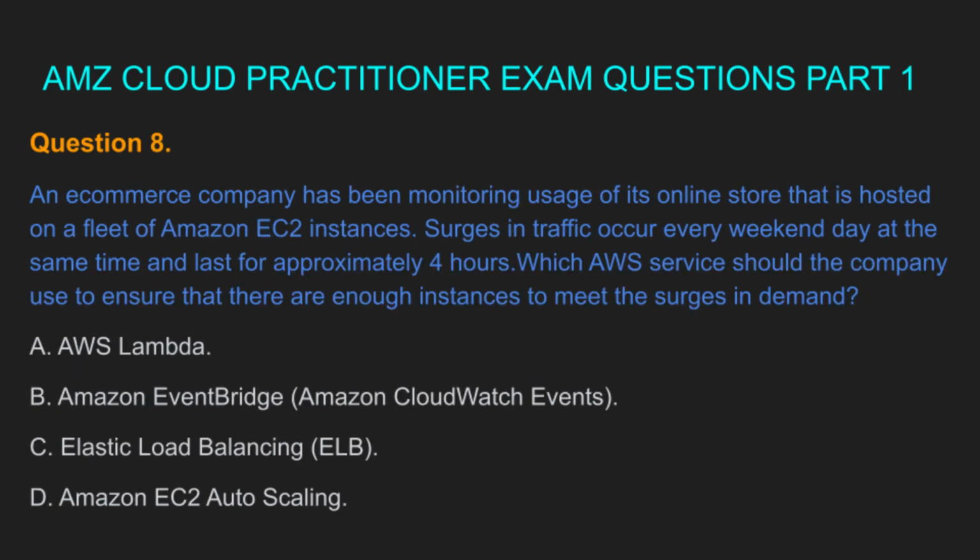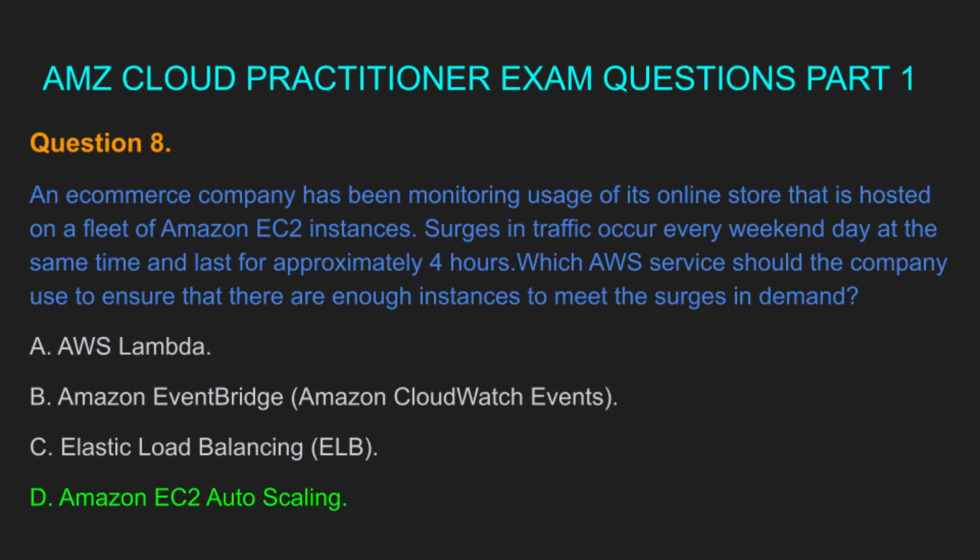Question 8. An e-commerce company has been monitoring usage of its online store that is hosted on a fleet of Amazon EC2 instances. Surges in traffic occur every weekend day at the same time and last for approximately 4 hours. Which AWS service should the company use to ensure that there are enough instances to meet the surges in demand? A. AWS Lambda. B. Amazon EventBridge, Amazon CloudWatch Events. C. Elastic Load Balancing, ELB. D. Amazon EC2 Auto Scaling.